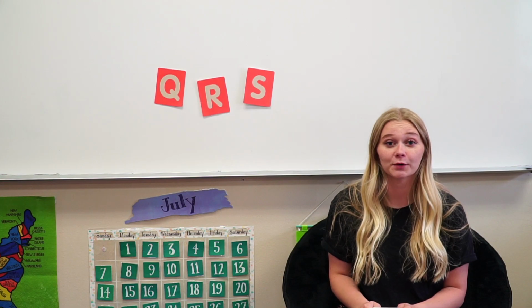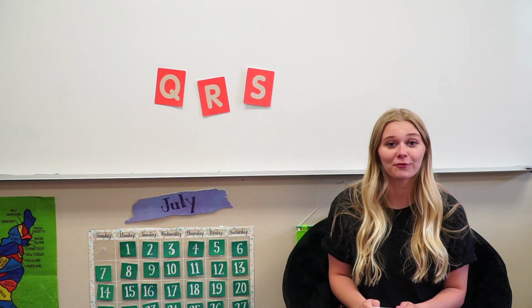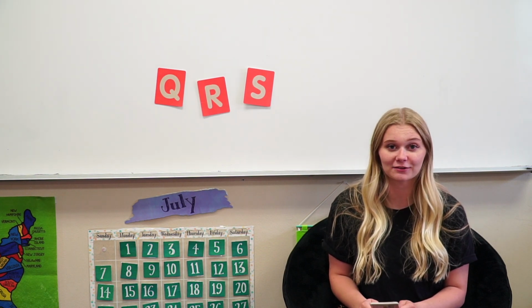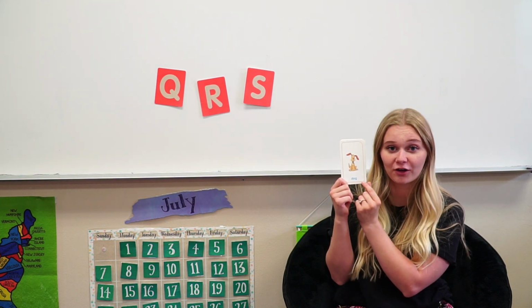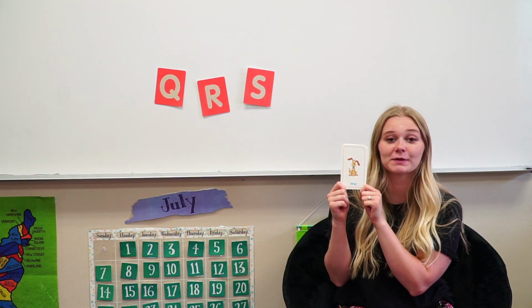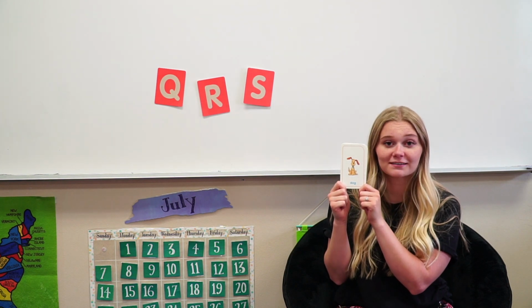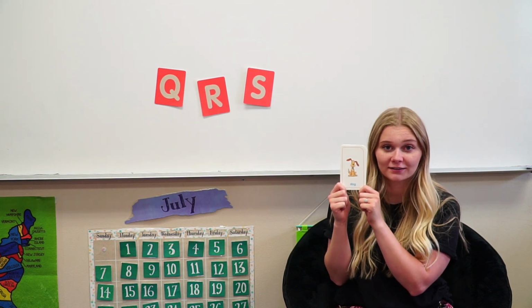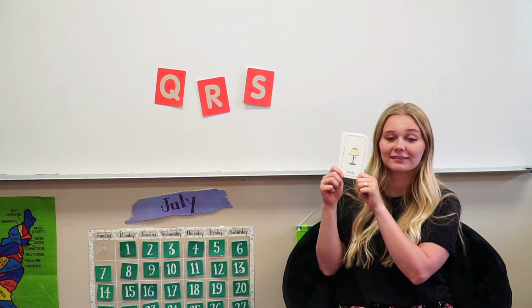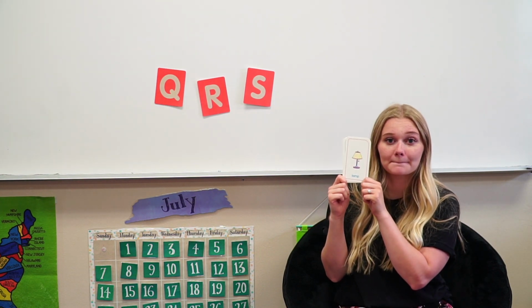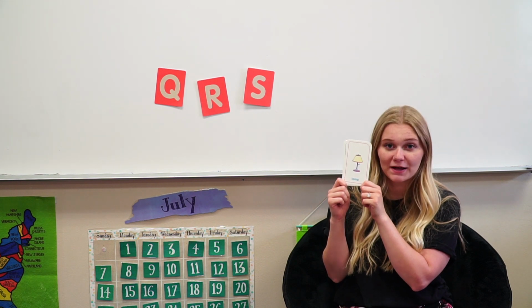Earlier, we practiced our beginning sounds. Now we're going to start practicing our ending sounds. So now when I show you a picture, you're going to tell me the last sound that you hear. So if I show you a picture of a dog, what's the last sound you hear in dog? G, g. Good job. What about lamp? Lamp. P, p.